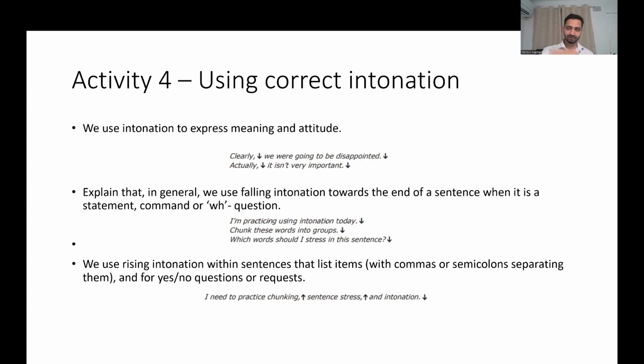So at the end, it's again falling. But if you have a list, if you have a few things that you're doing or buying, I need to buy eggs, water, milk, and fruit, right? So if you have a list, you go with a rise, and then you fall in the end, when you add your last option in the list of things.